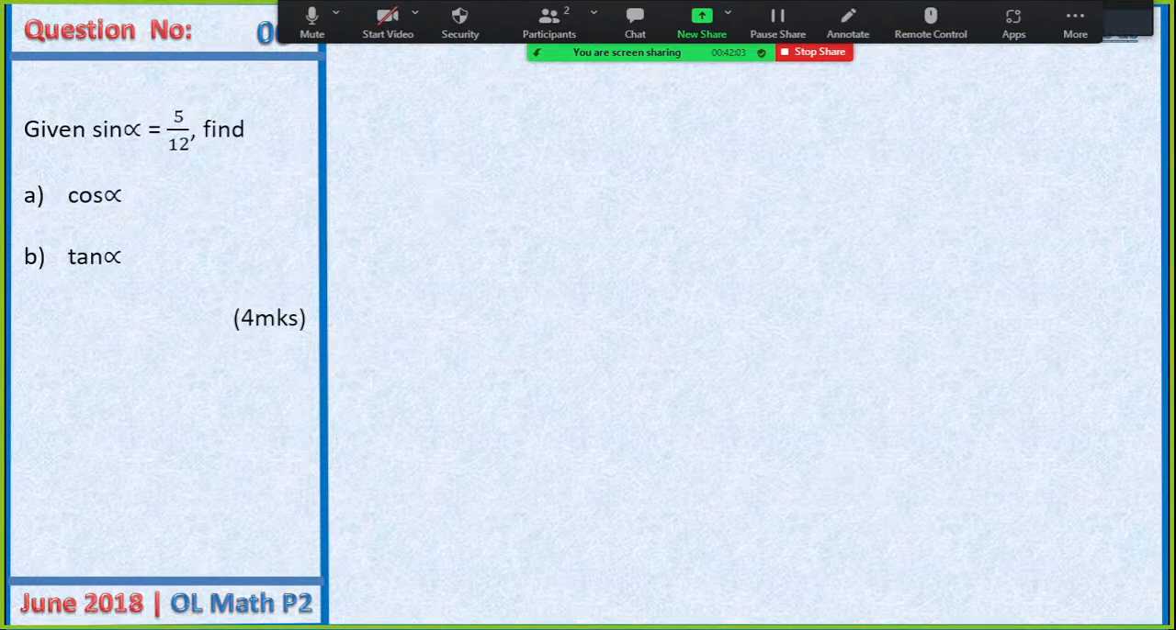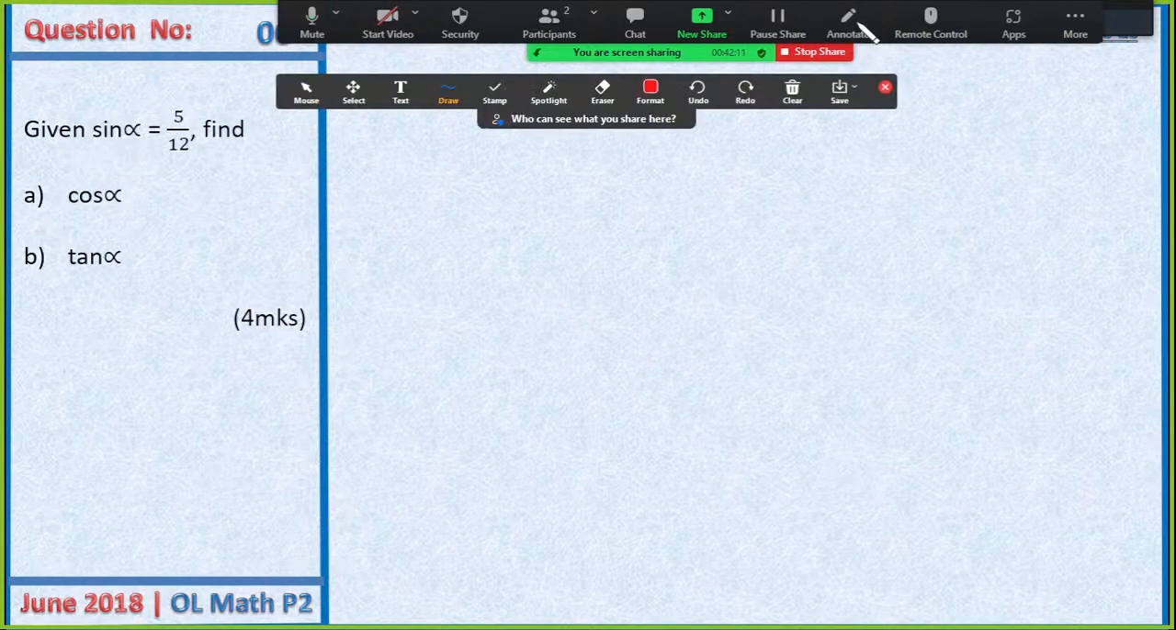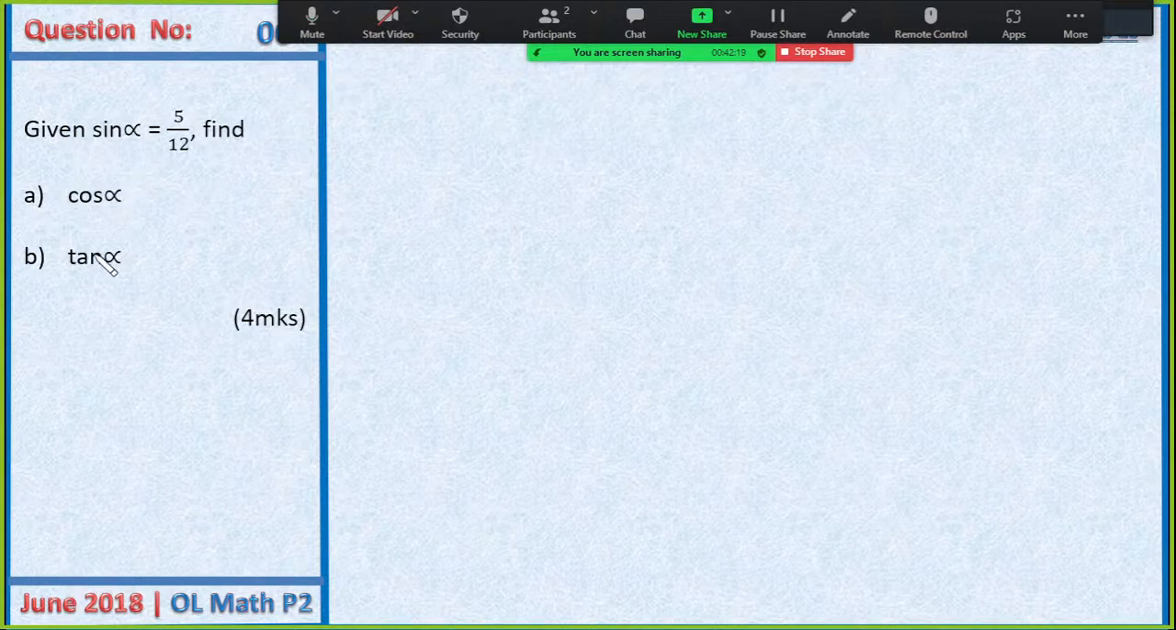Alright, here we have, given that sine alpha is equal to 5 on 12, find cos alpha and tan alpha. Very easy questions. It's easy, right?